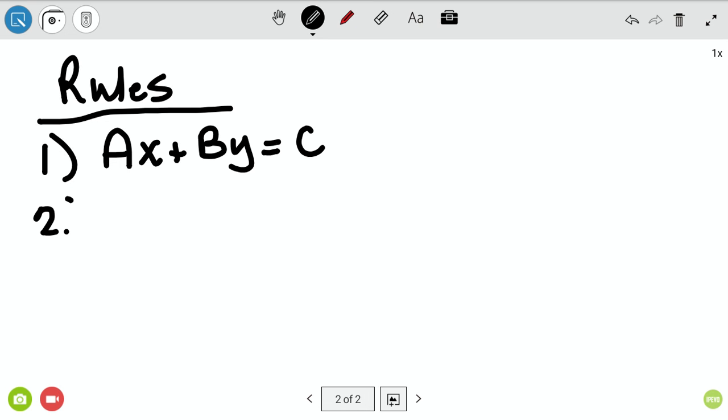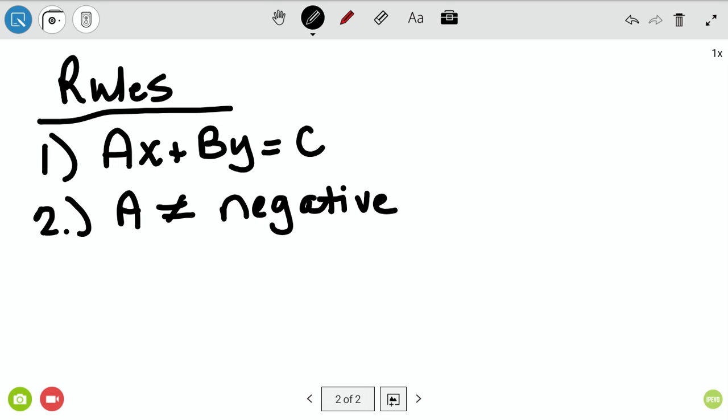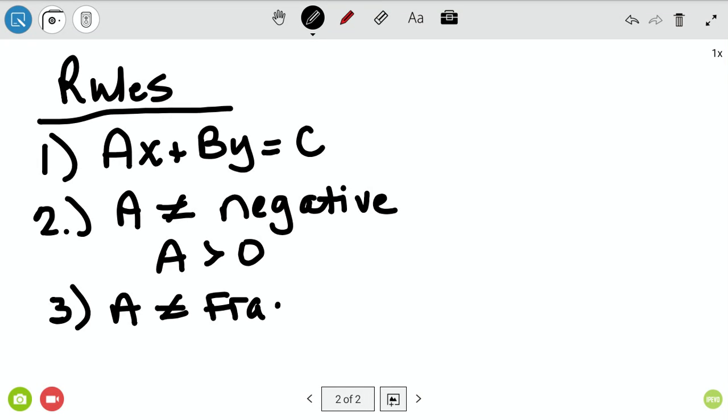The second rule is just the a. This is just for the a. The a cannot be a negative. Can't be a negative number. And another way to write that is the a has to be greater than 0. Okay, whichever way makes more sense to you, but that's the rule. And then the third rule is that a cannot be a fraction. And that is going to come into play tomorrow. So today, all of today's homework, we don't deal with fractions. Tomorrow we'll add fractions in, but you still need to know the 3 rules.